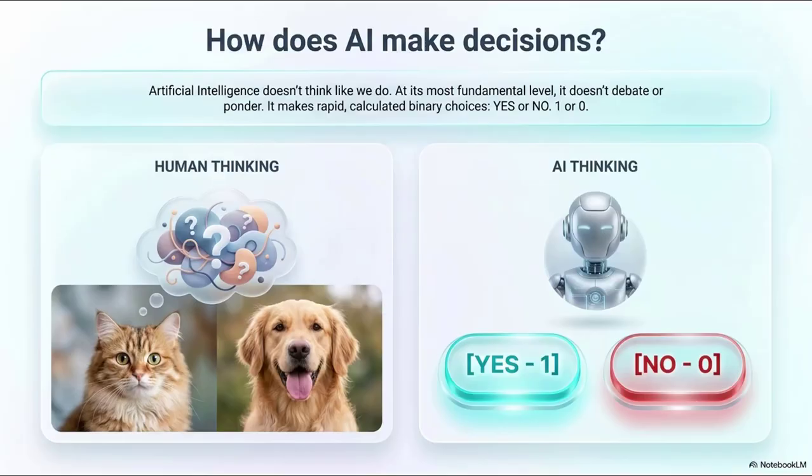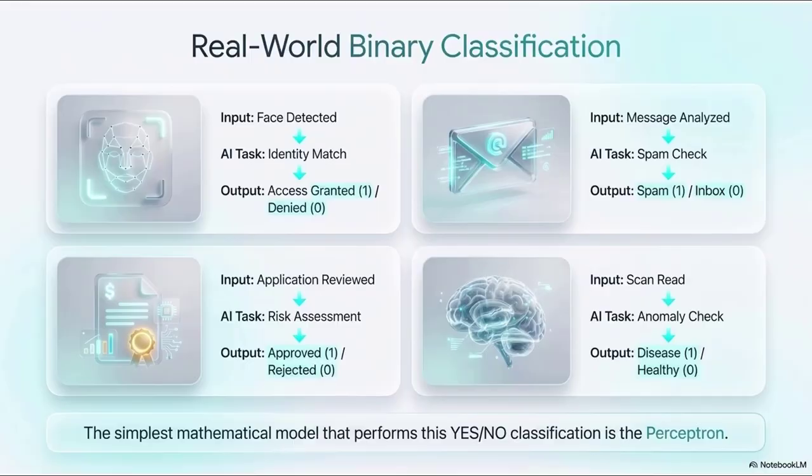So how does AI make decisions? This we will see. If we talk about human thinking, it has a mess in the mind. Maybe you may get confused. You have so many other answers, but AI does not think like we do. At the most fundamental level, AI does not debate or ponder. It makes rapid, calculated binary choices as yes or no, 1 or 0, where 1 means true and 0 for false.